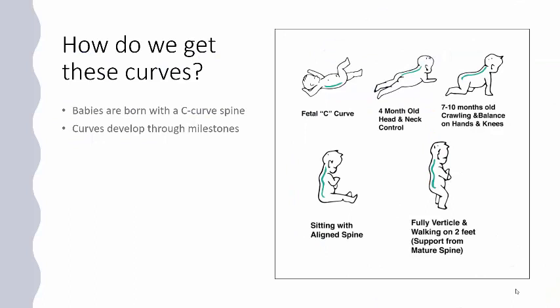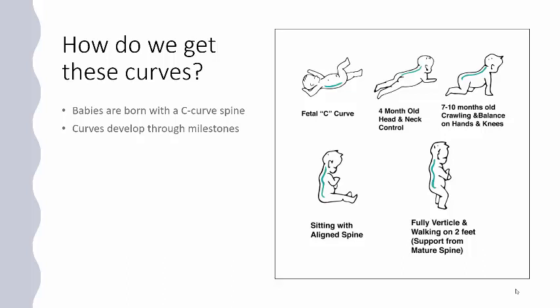Now, how do we get these curves? Well, when we're born, our spine is actually in a C shape, and it has to be just to allow for baby to be able to come out of the womb as easily as possible. So we're born with our spine being in a C shape, and then through natural development and meeting our milestones, we start to develop these curves that we need throughout our life.